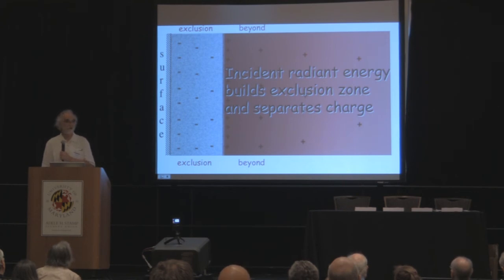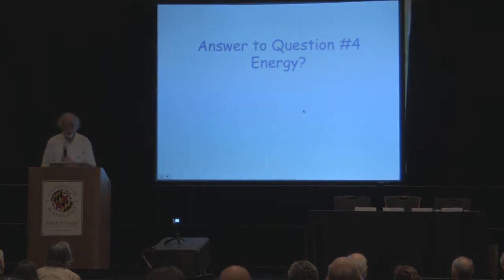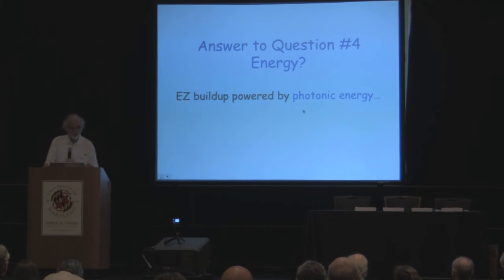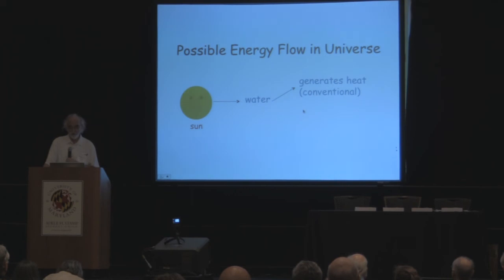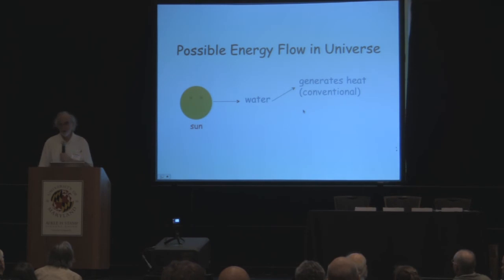It's free energy, literally free energy that comes as a gift from the universe. So the answer to the question about the energy is that the EZ buildup is powered by photonic energy. It orders the water and it charges the water. So now if you think about an energy flow, I guess you might say Earth instead of universe, although the same may apply. The standard picture looks like this. So the sun gives its energy to the water, and we can go swimming in the summer because it heats the water. Okay, so we all know that route.